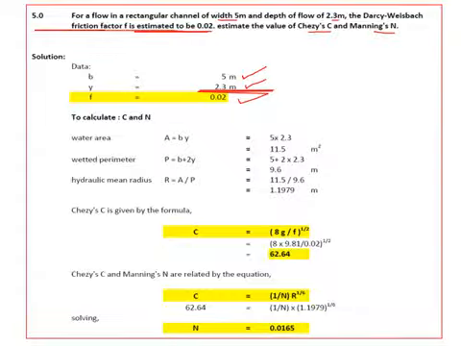As usual, since B and Y are given, you are able to calculate water area. So it is 5 into 2.3, which is 11.5 meters square. Similarly, wetted perimeter is B plus 2y. So B is 5 plus 2 times 2.3, which gives 9.6 meters. So that gives hydraulic mean radius A by P. A is 11.5, whereas perimeter is 9.6. So the hydraulic mean radius is 1.198 meters.